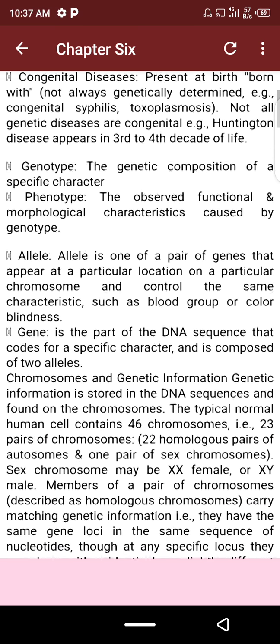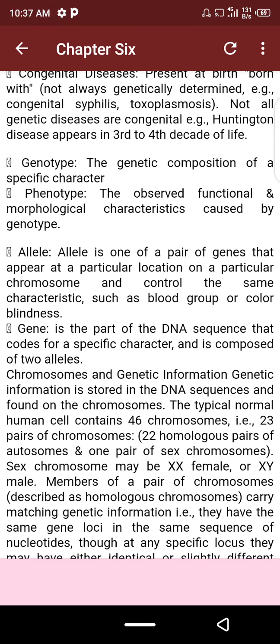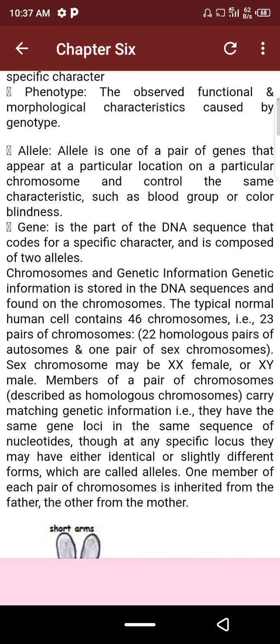Now I am coming to discuss with you genotype, the genetic composition of a specific character. Phenotype, the observed functional and morphological characteristic caused by the genotype. Now I am coming to discuss with you alleles. So what is an allele? An allele is one part of a pair of a gene that appears at a particular location on a particular chromosome and controls the same characteristics such as blood group or color blindness.